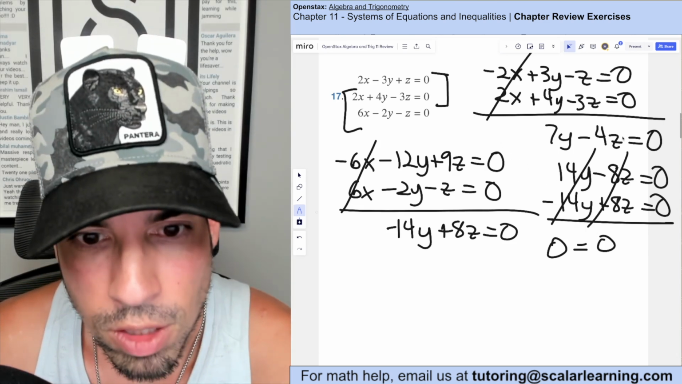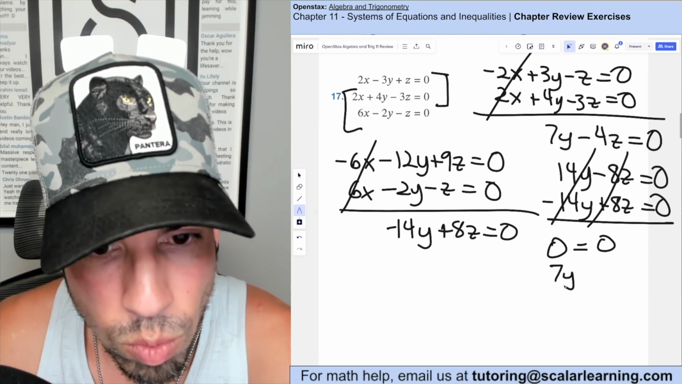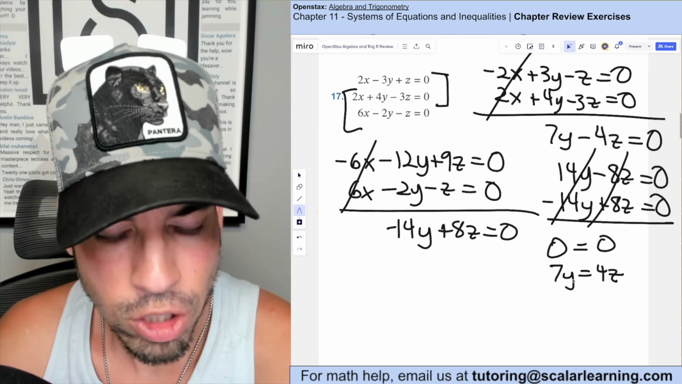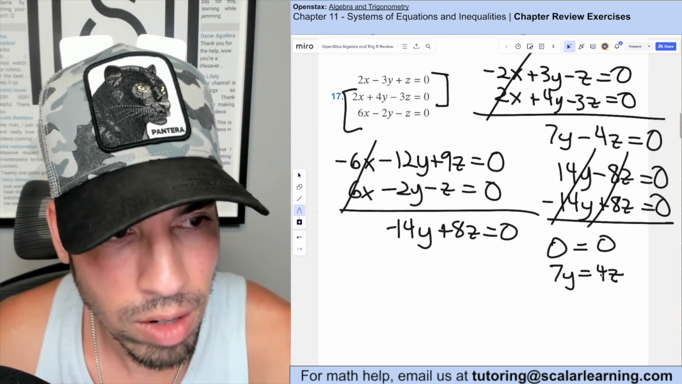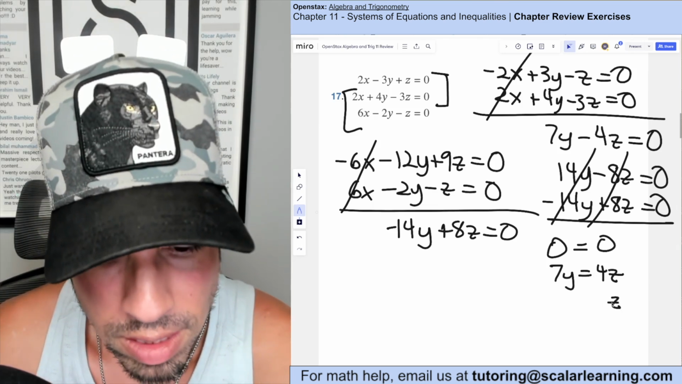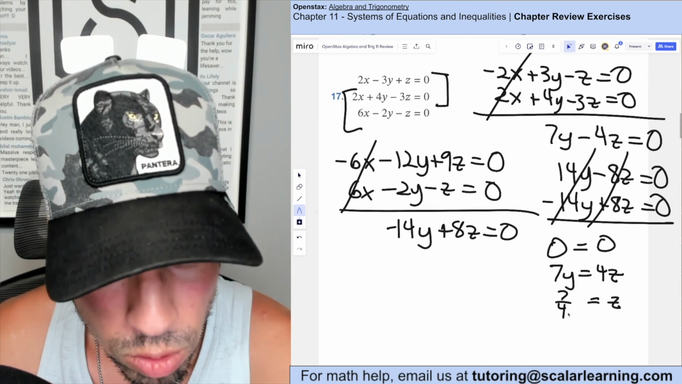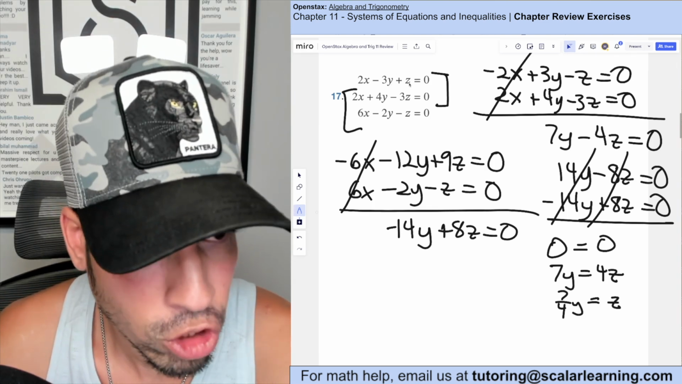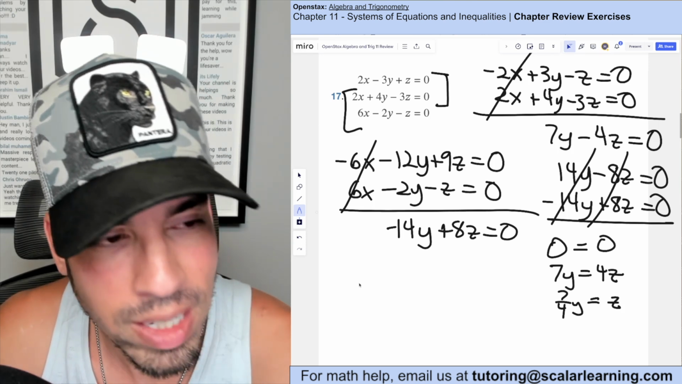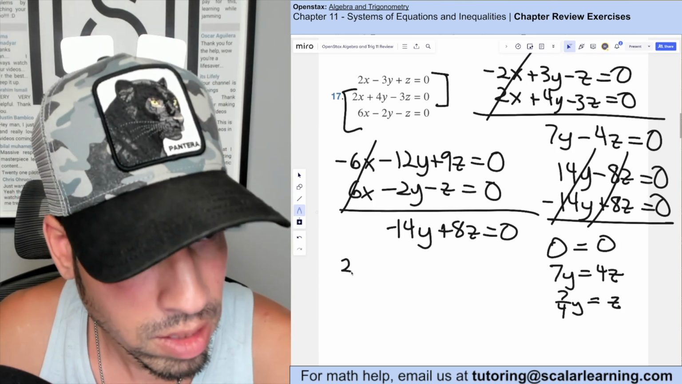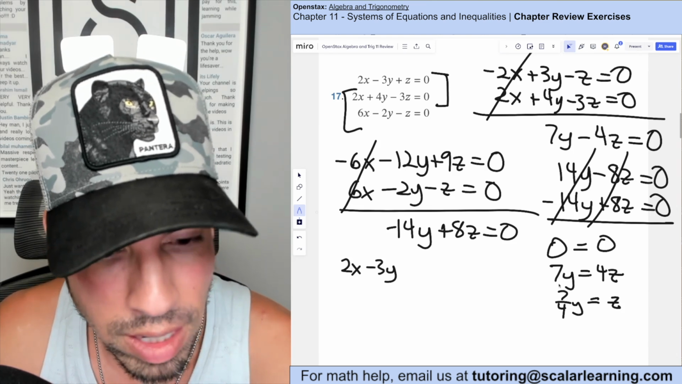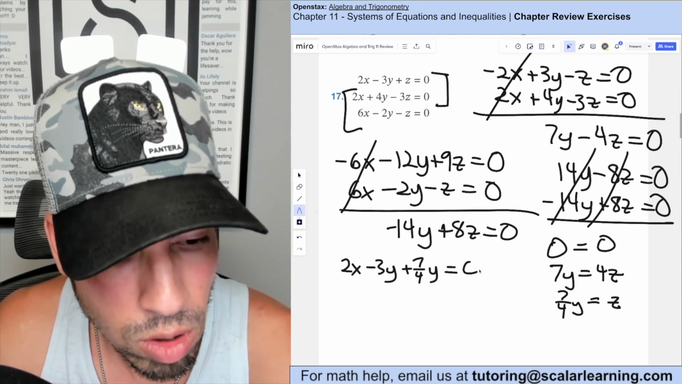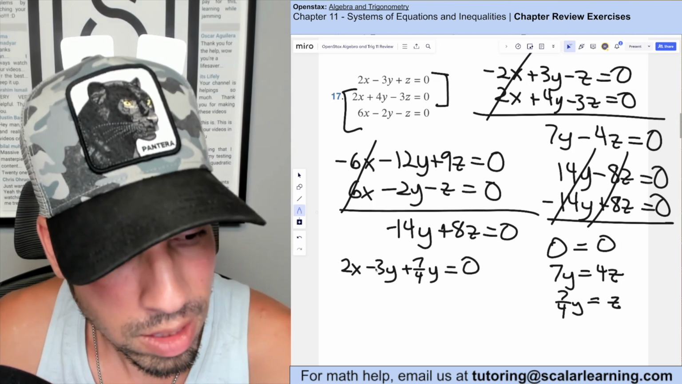So first of all, from this equation, I can see that 7y, if I add 4z to the other side, equals 4z. So I've got this relationship between z and y. If I divide both sides by 4, I get z equals 7/4 y. Okay, so what can I do with that? I can take this back to these equations and plug and chug. So I'm going to take this first equation because I want to get everything in terms of x. So I can say 2x minus 3y, and then I can replace z with 7/4 y, plus 7/4 y, and this all equals 0.